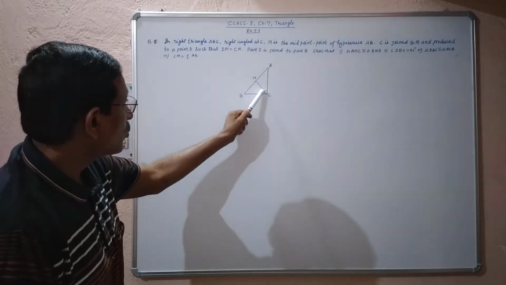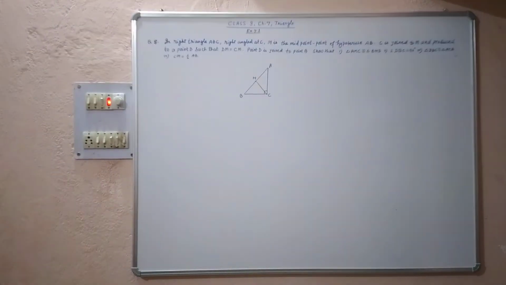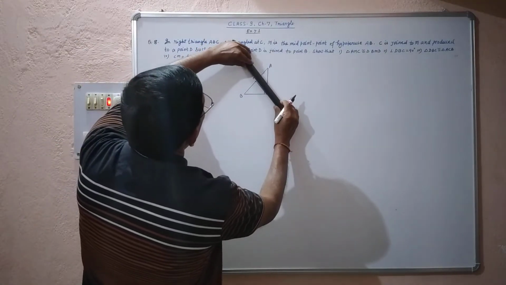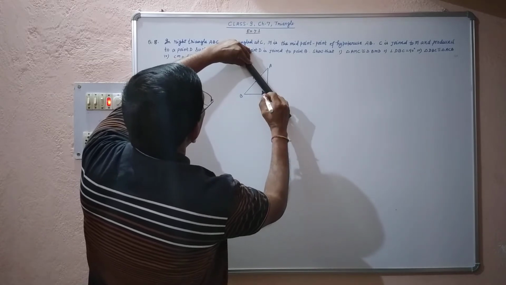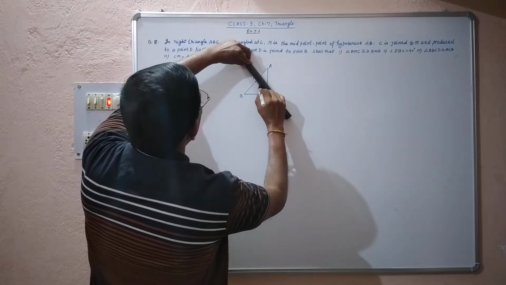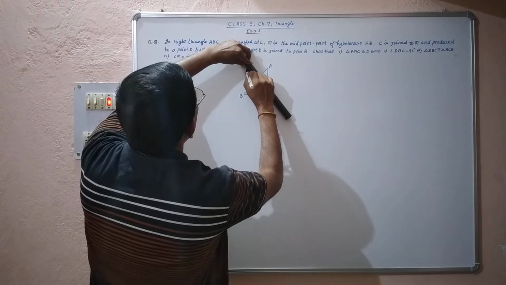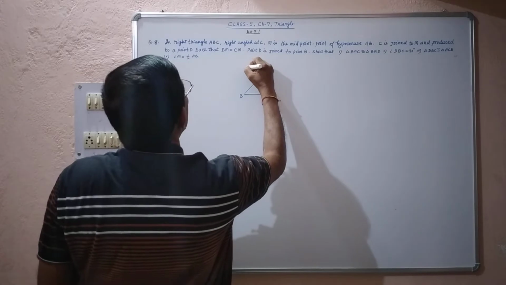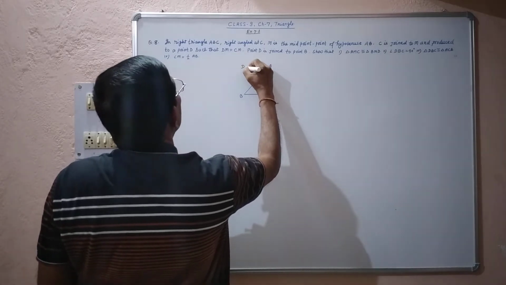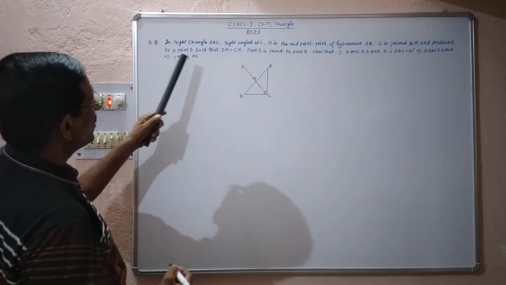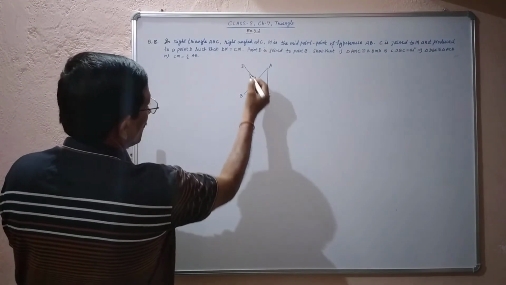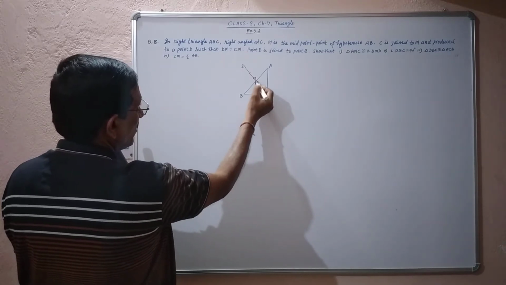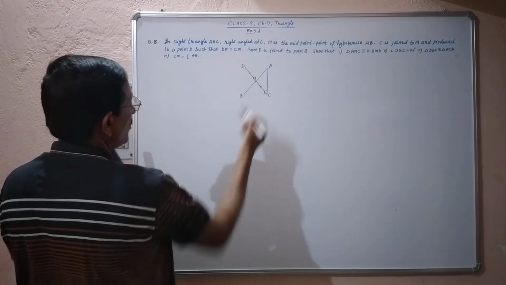C is joined to M, and this is produced up to where? Up to point D. Let us produce it. It is produced to a point D such that DM is equal to CM. The distance from C to M and the distance from D to M should both be equal.